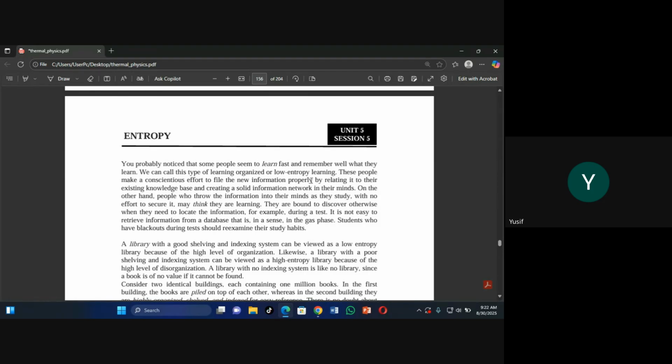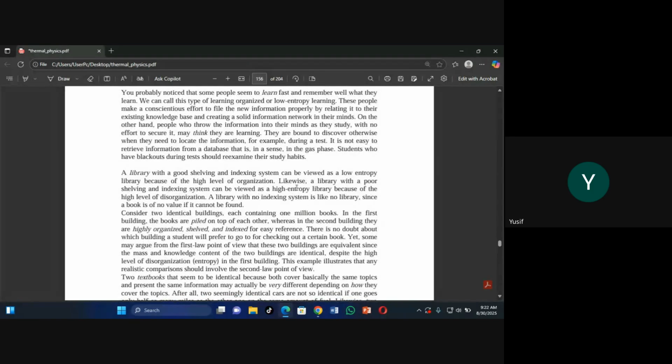Okay. Consider two identical buildings, each containing 1 million books. In the first building, the books are piled on top of each other, whereas in the second building, they are highly organized, shelved, and indexed for easy reference. There is no doubt about which building a student will prefer to go to for checking out a certain book.